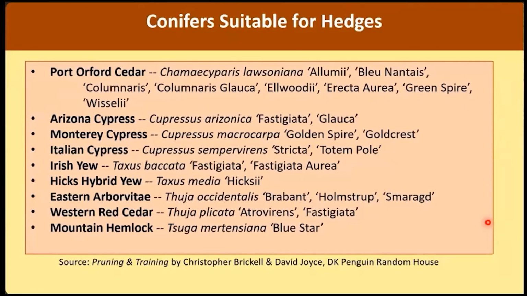I often get asked what kind of conifers are suitable for hedges. I like this table from the Chris Brickell and David Joyce book. I think with one caveat, at least in the Pacific Northwest, we know the last two items, Western Red Cedar and Mountain Hemlock, have been showing heat stress from the recent past summers. So depending on where you are, you would want to do a check against recent climate trends before using any of these.